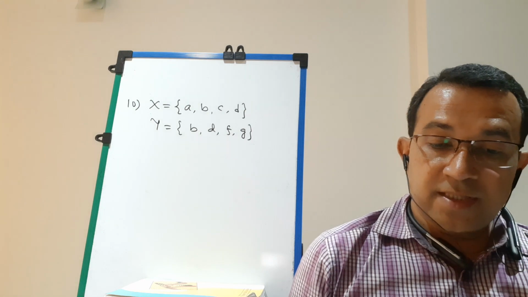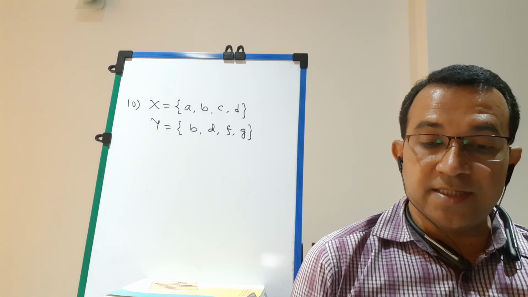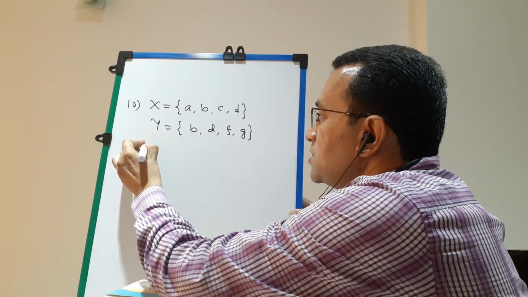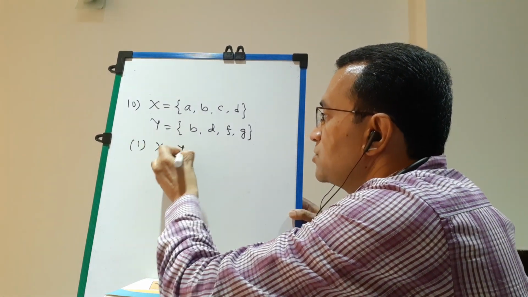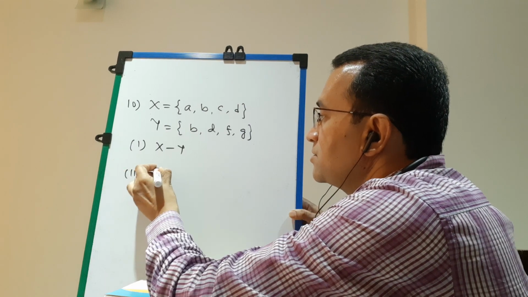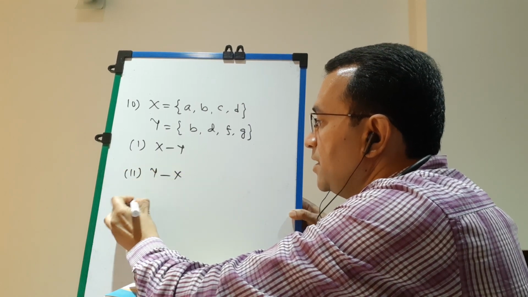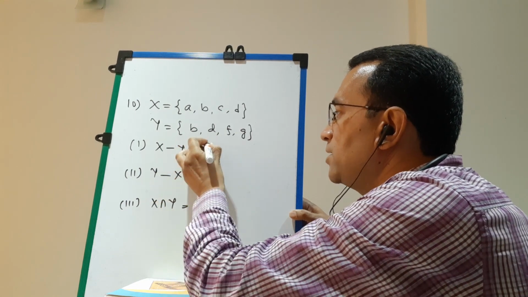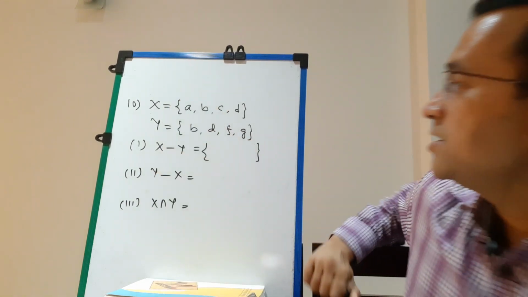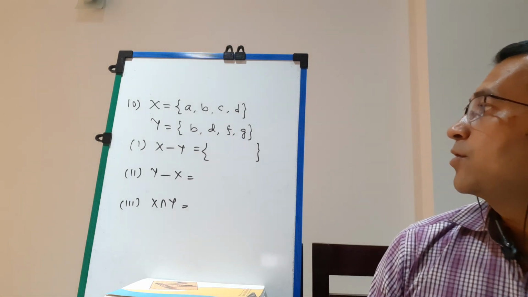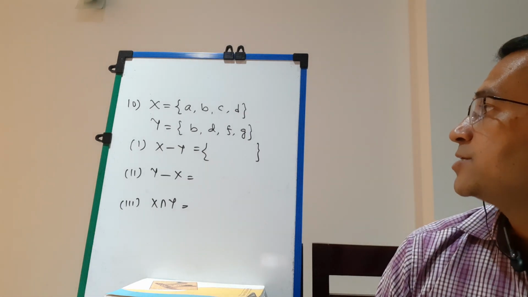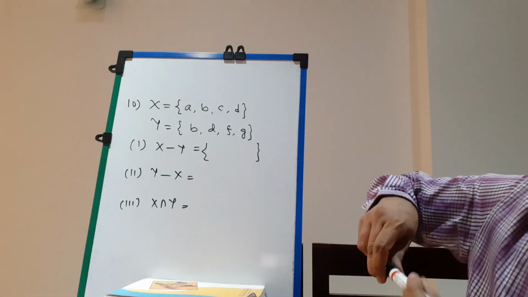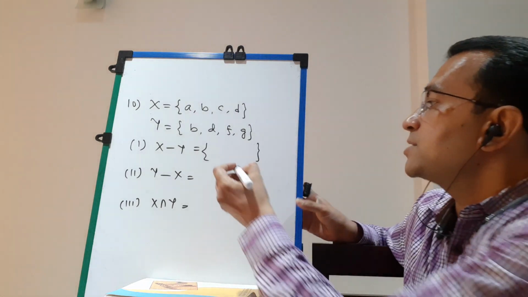Okay, find X minus Y, Y minus X and X intersection Y. Three sets we have to find. The first is X minus Y, second is Y minus X, and the third is X intersection Y. Now what is X minus Y? From X, remove the common elements of X and Y. What are the common elements of X and Y? B and D. So if I remove B and D from X, I will get A, C.